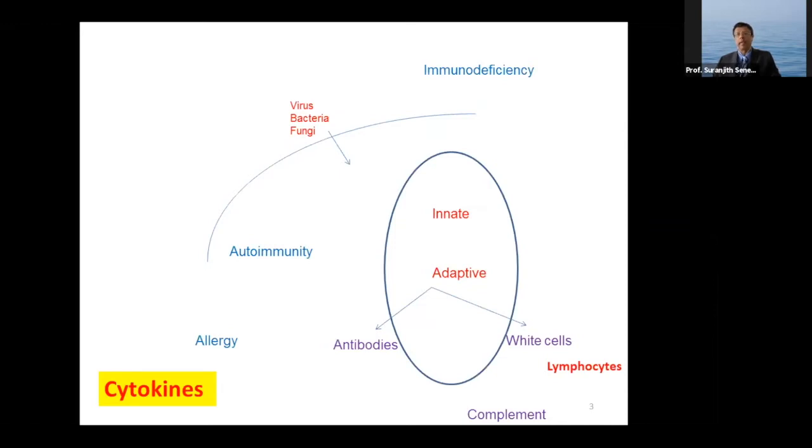Now, our immune system is there to defend against viruses, bacteria, fungi, and other danger signals. You have the innate immune system and the adaptive immune system. The innate is like the army, the first responders to any danger. The adaptive consists of antibodies and certain types of white cells, especially lymphocytes. And then you have complement, which basically complements what the antibodies and white cells do. And cytokines come in there. Cytokines are chemicals that the immune system uses to talk to each other. We use language, English, Sinhala, Tamil; they use cytokines and chemokines. That is an important thing to remember.